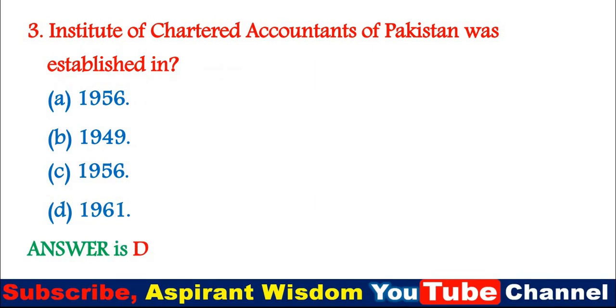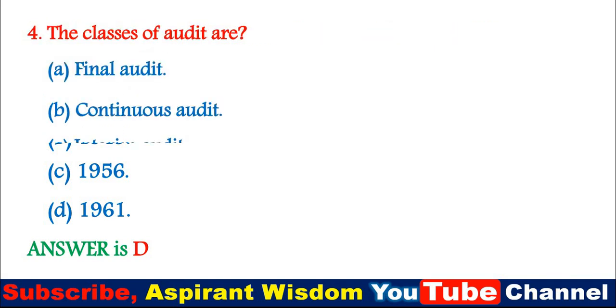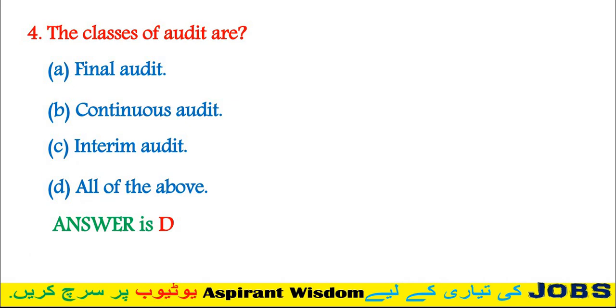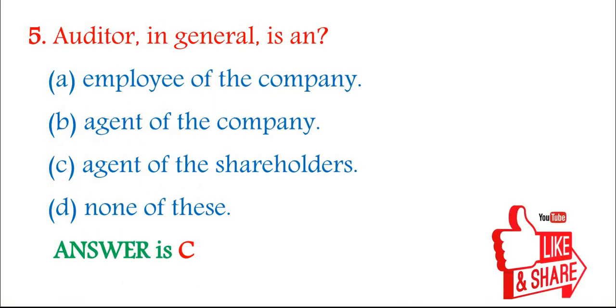3. Institute of Chartered Accountants of Pakistan was established in A. 1956. B. 1949. C. 1956. D. 1961. Answer is D. 4. The classes of audit are A. Final audit. B. Continuous audit. C. Interim audit. D. All of the above. Answer is D. 5. Auditor, in general, is an A. Employee of the company. B. Agent of the company. C. Agent of the shareholders. D. None of these. Answer is C.